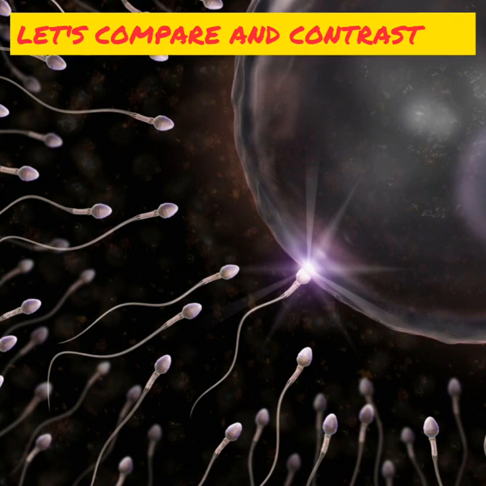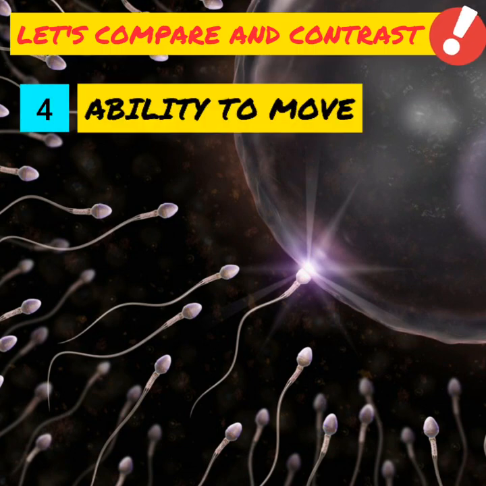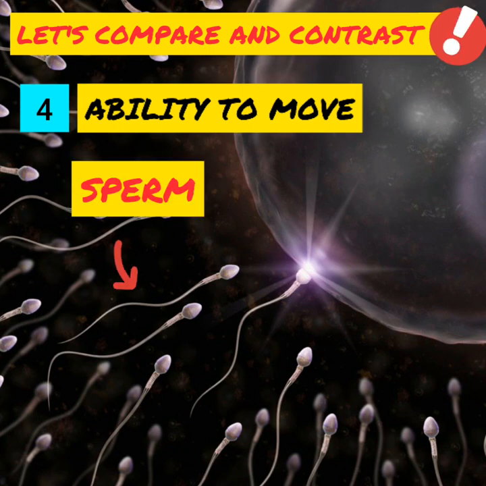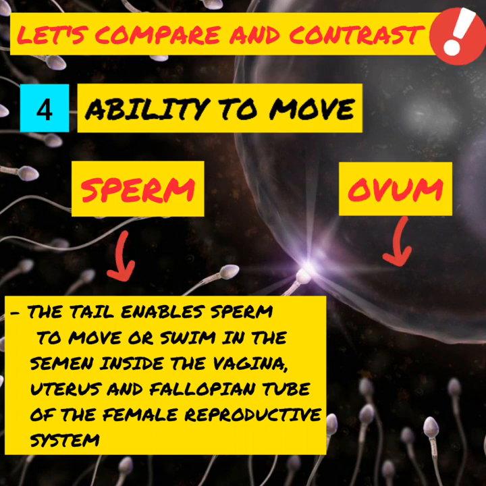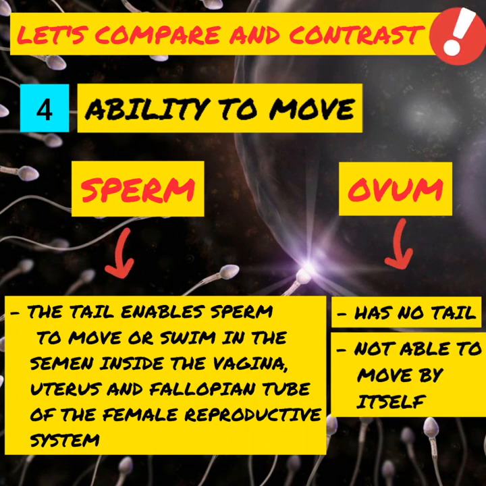Move on to number 4, the ability to move. The other important part of sperm is the tail. The tail enables sperm to move or swim in the semen inside the vagina, uterus, and fallopian tube of the female reproductive system. What about the ovum? Ovum has no tail, so ovum is not able to move by itself.